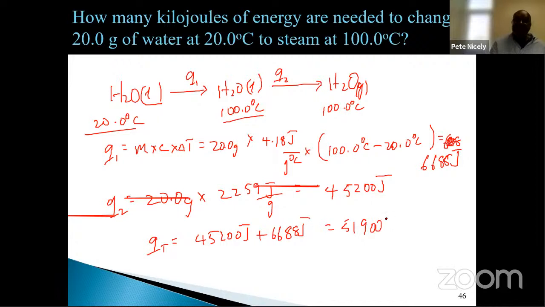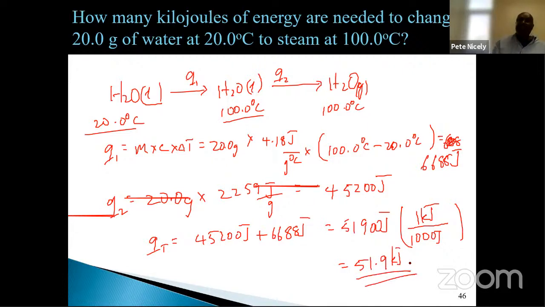51900 joules. And we have to convert this to kilojoules because the question is asking for the answer in kilojoules. So we have to multiply by this conversion factor where we have 1 kilojoule above and 1,000 joules below. And that works out to be equal to 51.9 kilojoules. So this would be the final answer to this question.